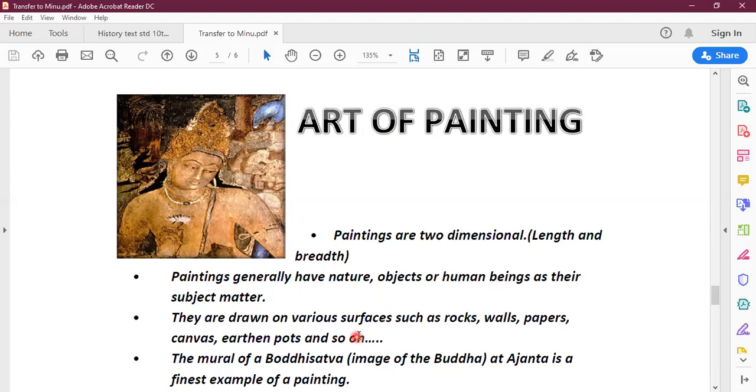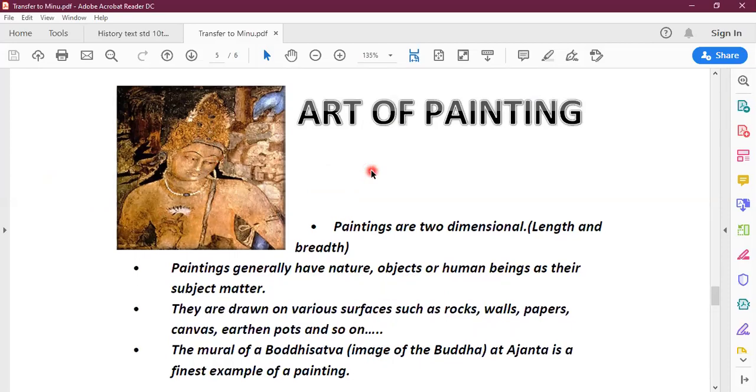What is the surface on which a painting is done? Rocks, walls, papers, canvas, earthen pots, and so on. The painting that you can see on your left side is the painting that is found in the Ajanta caves. It is the mural or the painting of a bodhisattva, image of a Buddha, and it is considered to be one of the finest examples of a painting.